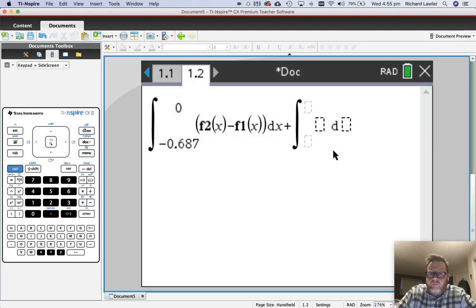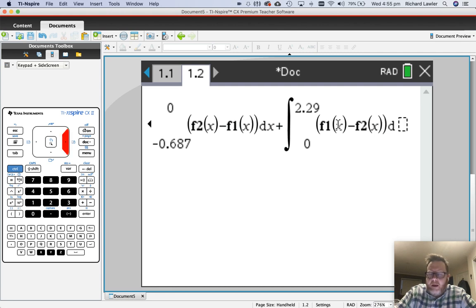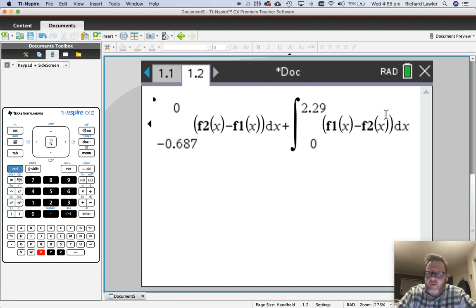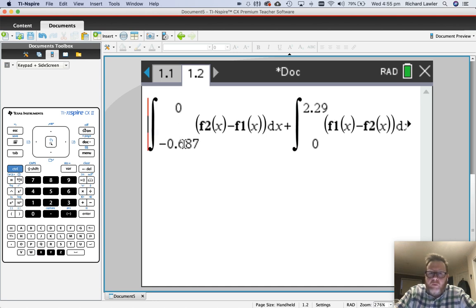the integral from 0 to 2.29 of f1 of x, because now f1 of x is on top, minus f2 of x with respect to x. And luckily it's put the brackets in for us, so we don't have to worry about that. So again, we've got the integral from this part of f2 minus f1, because f2 of x, the red graph, was on top. And then we've got from 0 to 2.29 of f1 minus f2, because the first function was on top for that second part, f1 of x being 2 sine x.